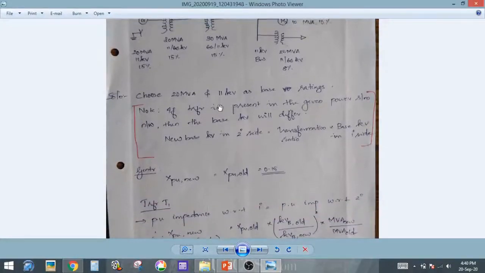Here we are using the previous formula: X_pu new equals X_pu old into (base kV old divided by base kV new) the whole square into (base MVA new divided by base MVA old). By substituting the values we get the generator value as X_pu new equals, this is taken as the reference value, hence no change, 0.15.